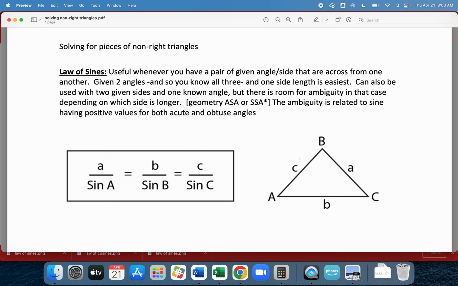Side, side, angle is not a geometry theorem. Depending on what you have and how long the sides are, whether the longer one is next to the angle or across from the angle, sometimes there's more than one triangle. That we're going to talk about after your test, just briefly. But other than that, and you're not going to run into those cases here, you can use these to solve for missing parts of a triangle.